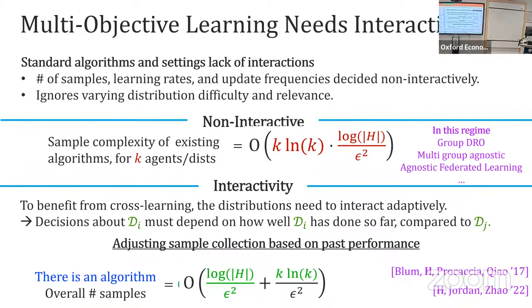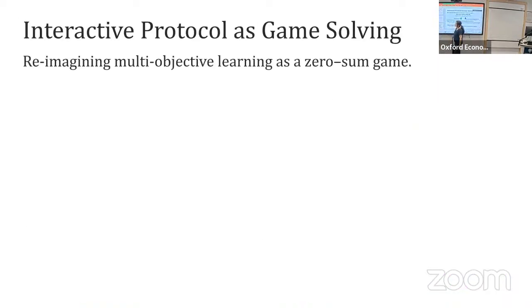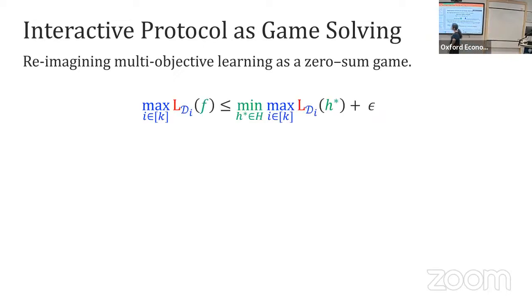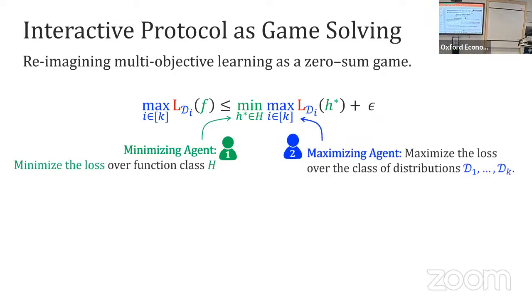Okay. So how do you actually achieve this? And what is an interactive protocol? I like to think about it as game solving. I already gave a tutorial 2 days ago that covered a bunch of these things, but let's do a short version of this. I wrote this as some kind of a min-max. And when I think about min-max, I can always hallucinate the existence of two different agents. One of them is minimizing the loss over some class of functions, and this other hypothetical agent is maximizing the loss over the class of distributions.